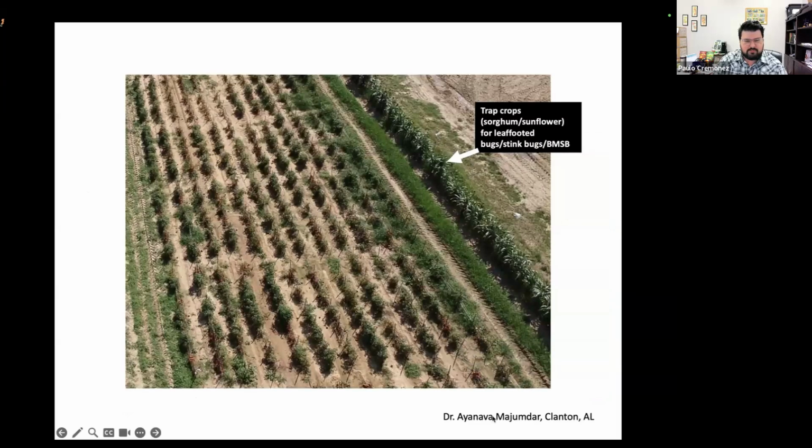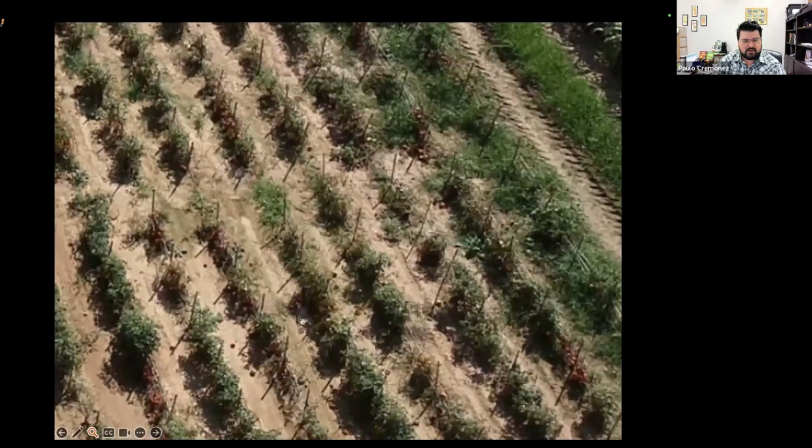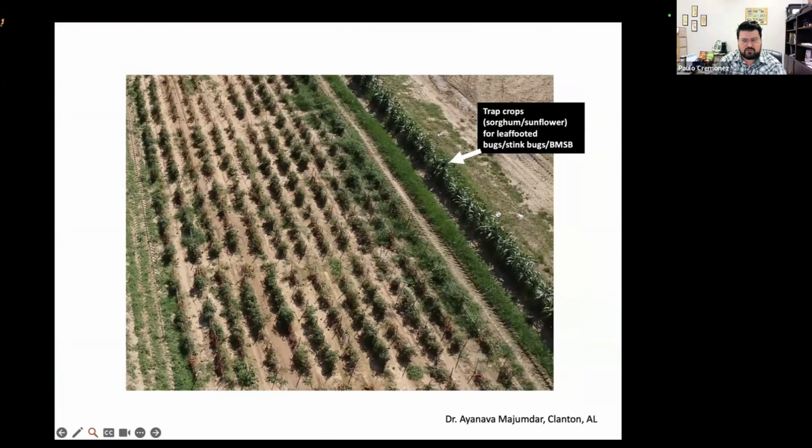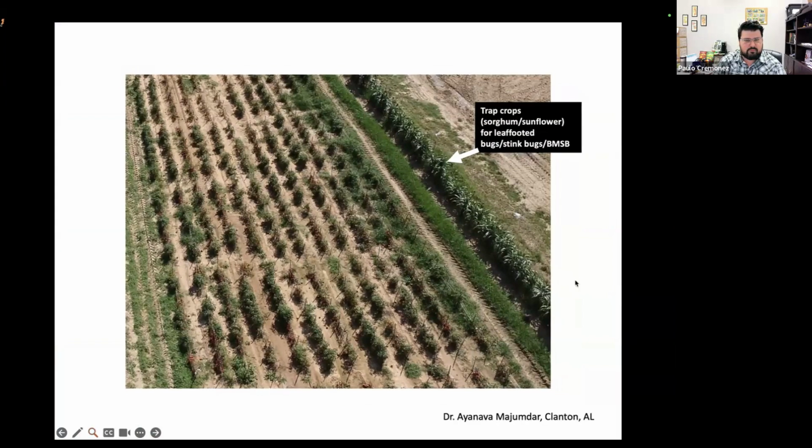So this is just an example again from Dr. A in trap crops of sorghum and sunflower for leaf-footed bugs. In this case, it is for tomato, but just to show that they are usually very effective, not only for leaf-footed bugs, but other species of stink bugs, including the brown marmorated stink bug.